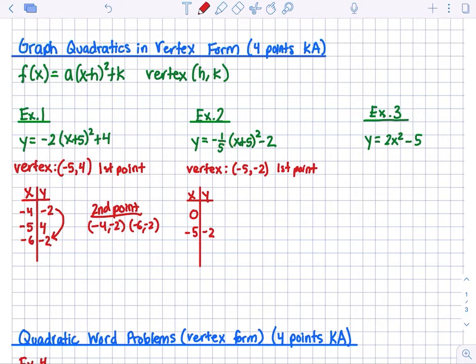Alright, so notice that 0 and -5 are 5 away from each other, which means on this side it has to be 5 away as well, which makes that -10. So if you plug in 0 to here, 0 plus 5 is 5. 5 raised to the second power would be 25. And then you would have 25 times -1/5, which is -5. So -5 minus 2 gives you -7. And on the axis of symmetry line, this would also be -7.